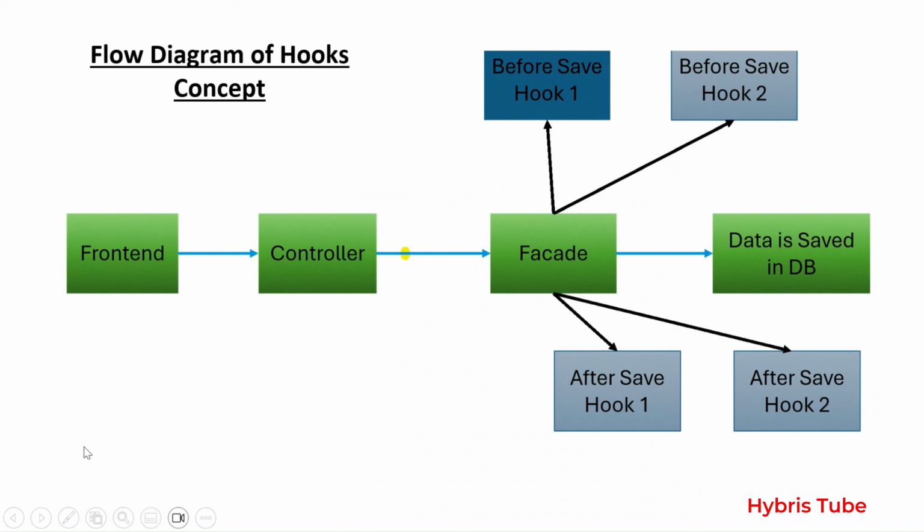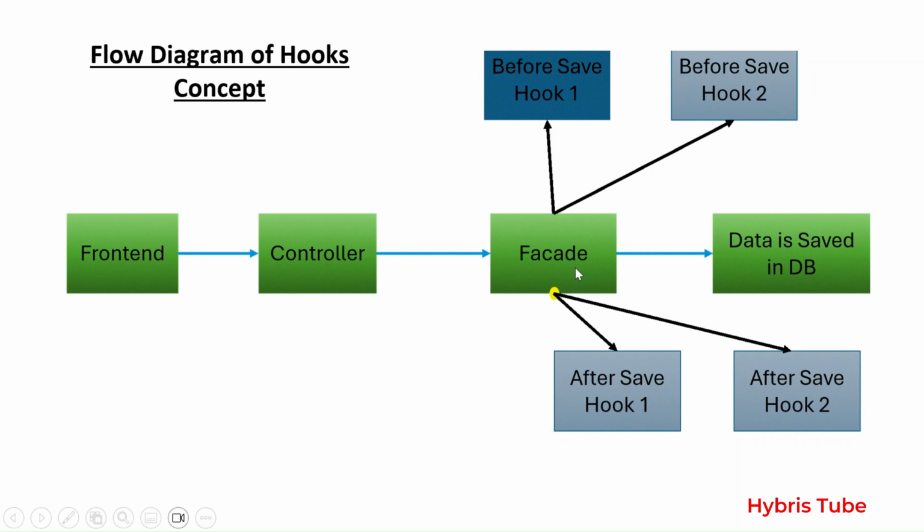Also, if you can see, when I clicked on add to cart, from the front end the request went into the controller, right? Then from the controller the request went into the facade. Now in the facade we were doing add to cart, so there were two methods, before add to cart and after add to cart. So the before add to cart method was called before we were adding the product into the cart, and the after add to cart method was called after we added the product into the cart.